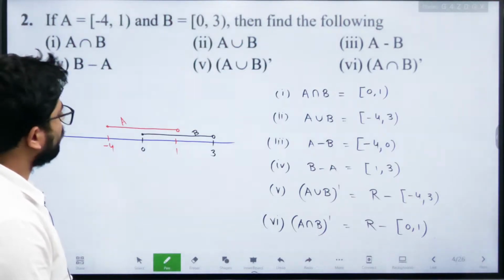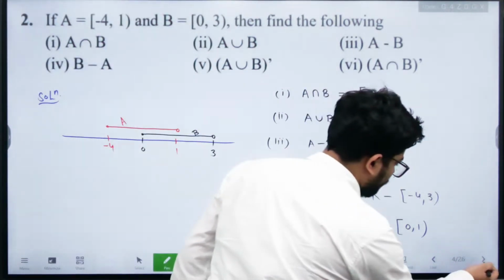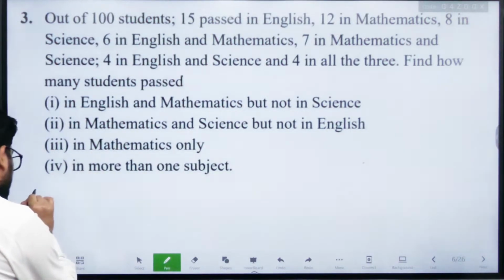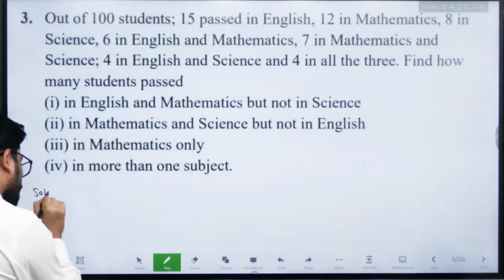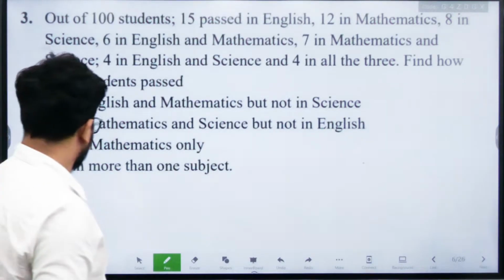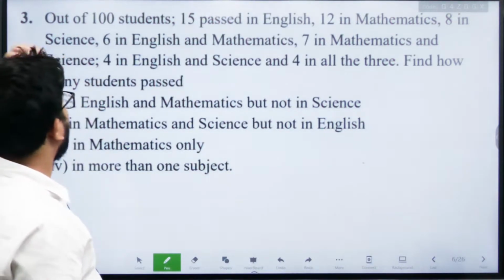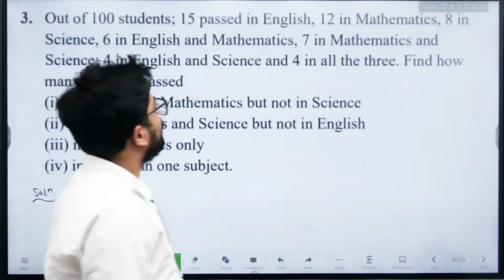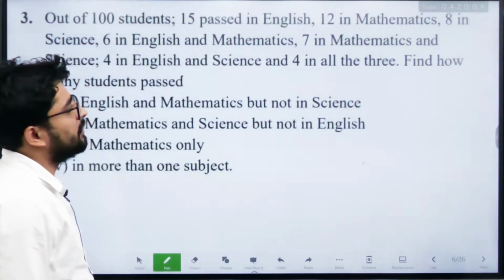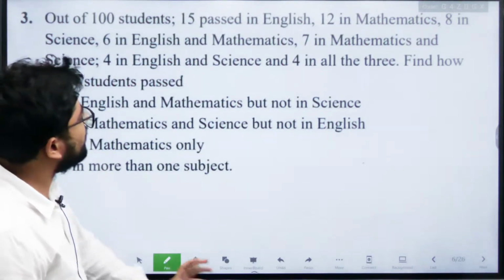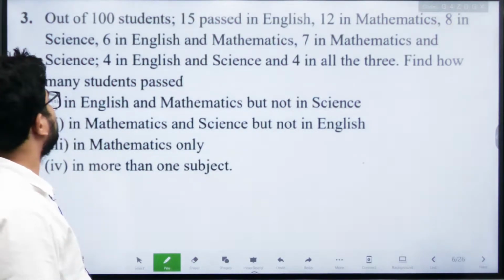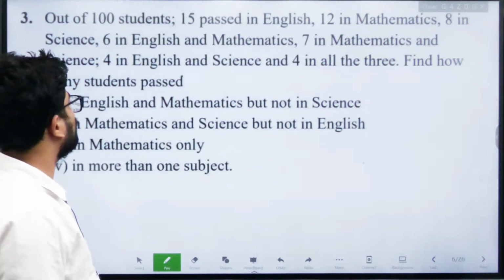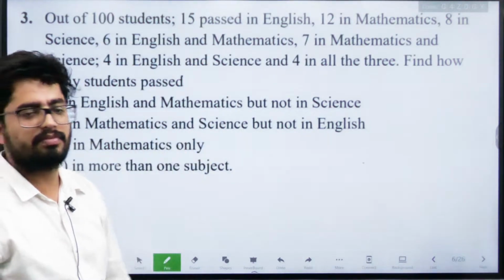Okay. So now let's do the next one. Third is, so here you have a total of 100 students. Yes, the total number of students is 100. So 15 passed in English, 12 in mathematics, 8 in science, 6 in English and mathematics, 7 in maths and science, 4 in English and science, and 4 in all three. Find how many students passed, and we have different parts here.